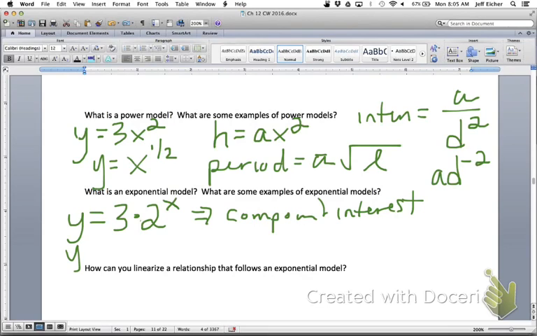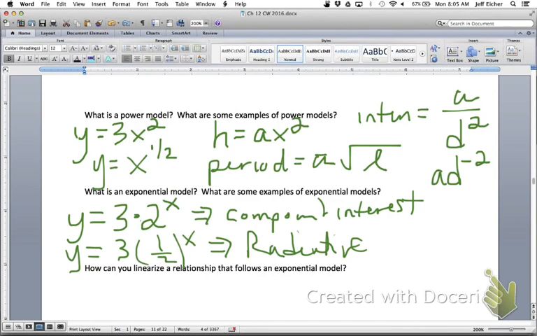Also, you could have a base that's less than 1. So you have 3 times 1/2 to the x. And in science contexts, I believe in Algebra 2 you may have talked about radioactive decay, which is an example of exponential decay. There's exponential growth, like compound interest. If you put money in the bank, you're making interest on your interest. Or radioactive decay, or half-life. So those are just some examples.